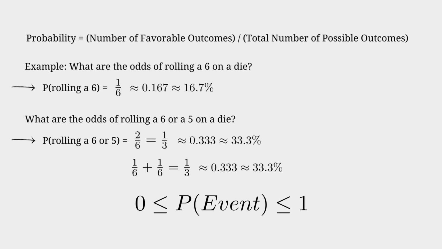If the probability is 0, then it's not going to happen. And when the probability is 1, then it is certain to happen. 1 can also be expressed as 100%. Moving on to our first example.